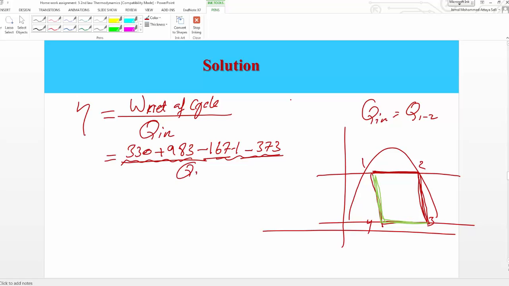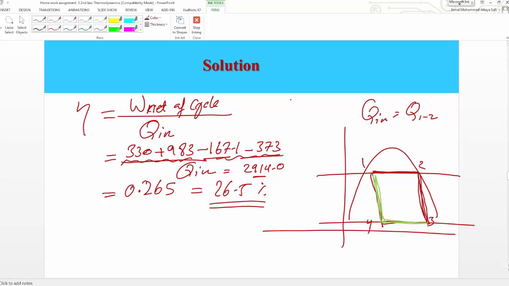Divided by Q in. And this Q in, of course, is 2914.0, which we've already calculated. If you do so, you're going to find that this will result in 26.5% efficiency.